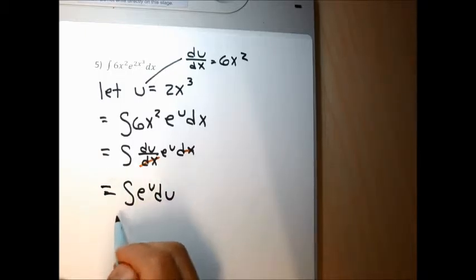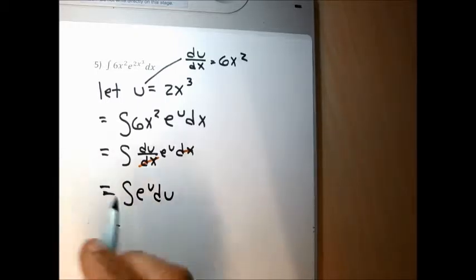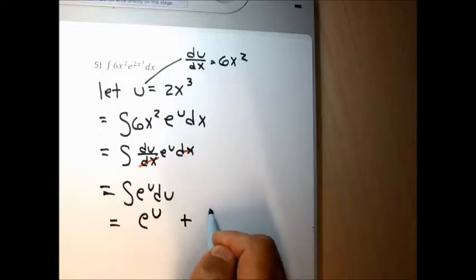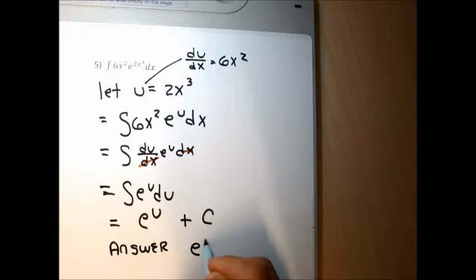And e is lovely when it just has a single exponent, when it's just e to the x or e to the u, because it is its own integral. So the integral of e to the u is e to the u. And for my answer, I just need to change the u back to the 2x cubed.